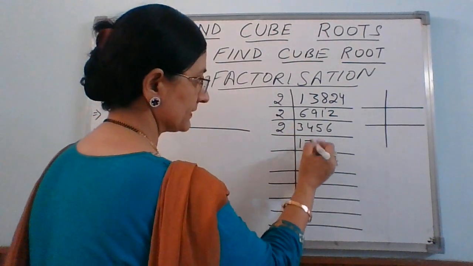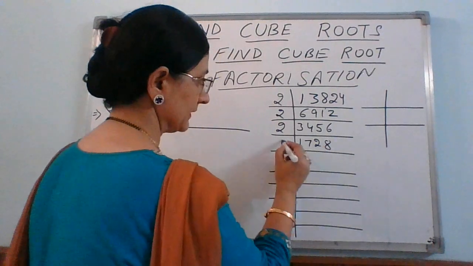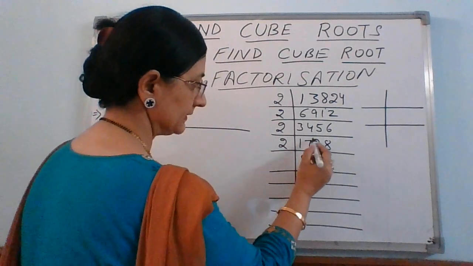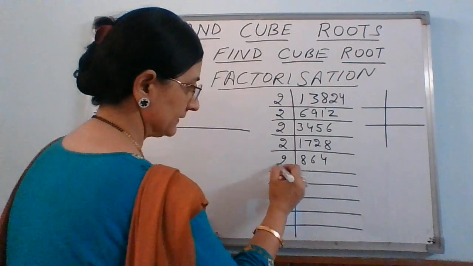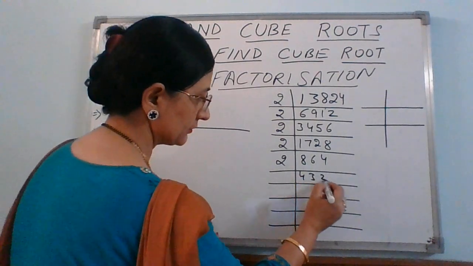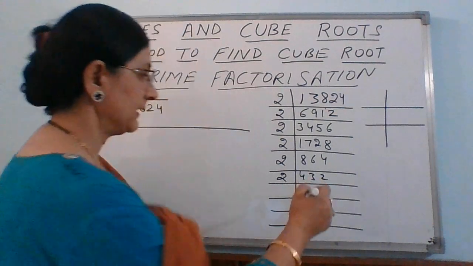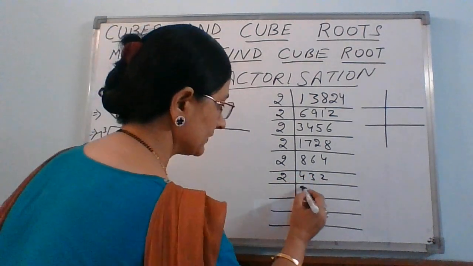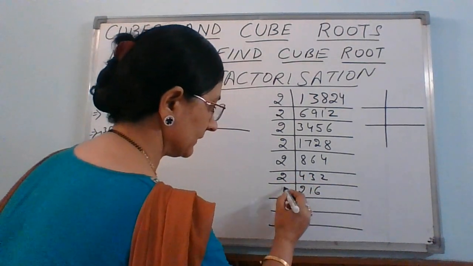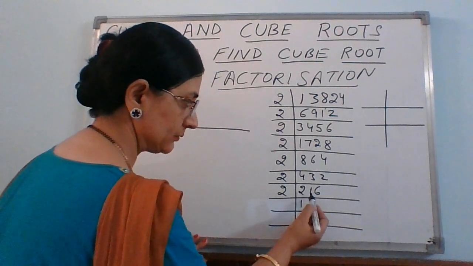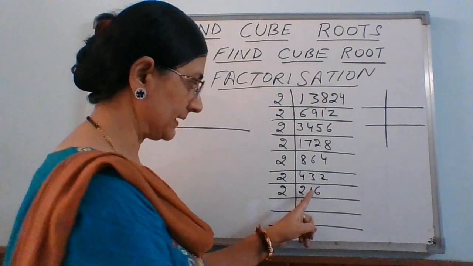Again, even number I'm getting, right? 2 1s are 2, 2 7s are 14, 2 2s are 4, 2 8s are 16. Then again, even number, 2 8s are 16, 2 6s are 12. Again 2 even numbers, right? I'm able to divide by 2, right? 2 2s are 4, 2 1s are 2, 2 6s are 12. Again 2. Now here 2 1s are 2, here 16. 1 is not divisible by 2.